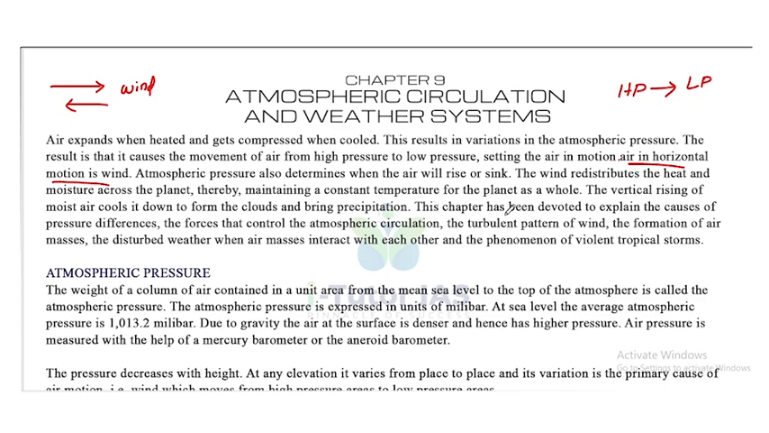So this chapter has been devoted to explain the causes of pressure differences, the forces that control the atmospheric circulation, the turbulent pattern of wind, the formation of air masses, the disturbed weather when air masses interact with each other, and the phenomenon of violent tropical storms. So these are the things we are going to discuss in this chapter.